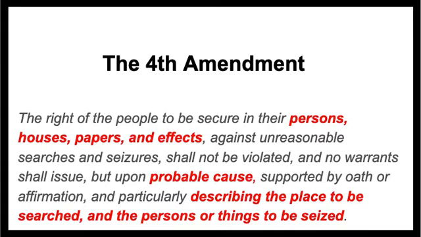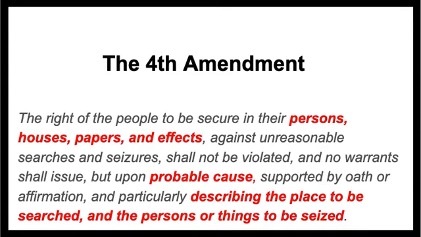The wording of the 4th Amendment is pretty straightforward. The right of the people to be secure in their persons, houses, papers, and effects against unreasonable searches and seizures shall not be violated, and no warrants shall be issued but upon probable cause supported by an oath or affirmation and particularly describing the places to be searched and the persons or things to be seized.